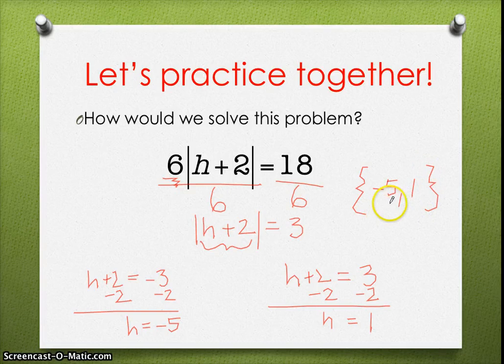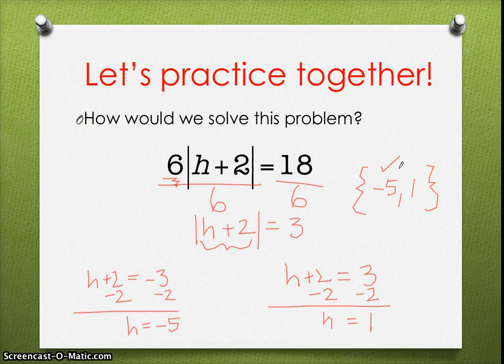So if we were to evaluate this to see if this is true, let's substitute negative 5 in for h. What's negative 5 plus 2? Well, we know that negative 5 plus 2 is negative 3. The absolute value, or the distance away from 0 for negative 3, is positive 3. Positive 3 times 6 gives us 18. So this is a true statement.